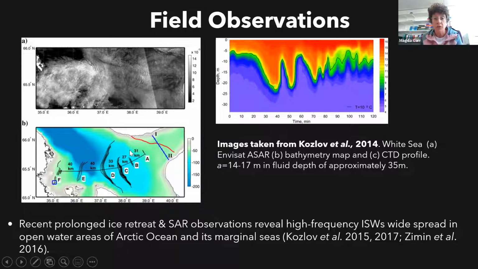The second picture shows you the bathymetry in that region, and superimposed on the bathymetry are the observations that were made of these internal wave patterns. This third image is a CTD profile. So the color scheme you're looking at here represents temperature, and you can see the thermocline is being disturbed by an internal solitary wave train.